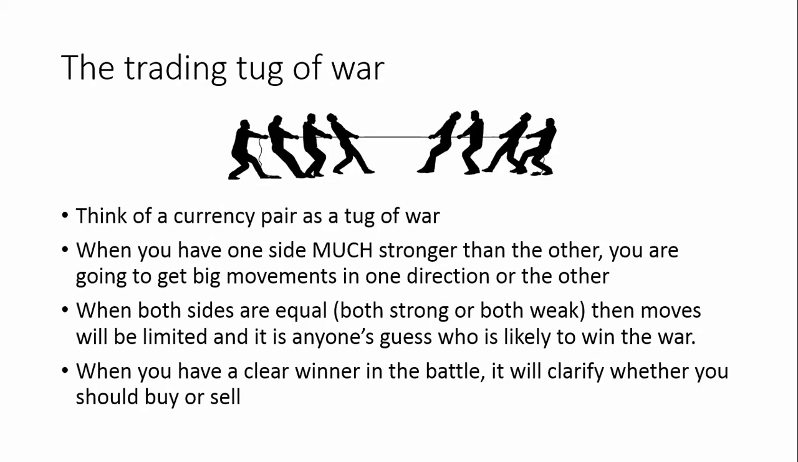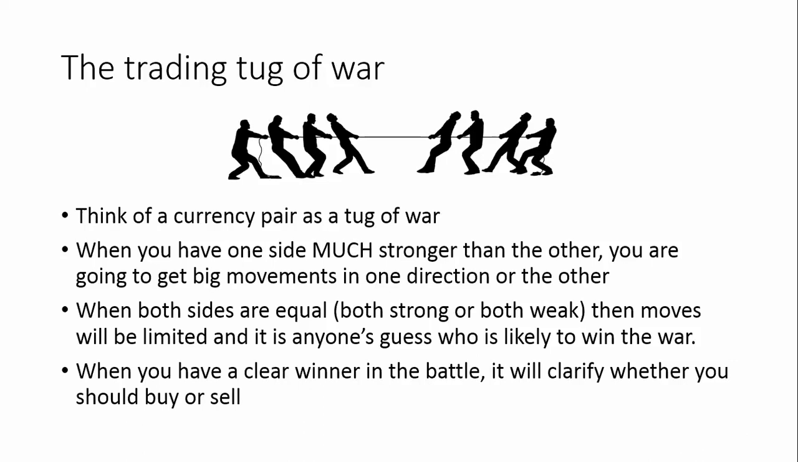And think of the currency pair as a trading tug of war. Who is the stronger player in that particular pairing? When you have one side which is much stronger than the other, you are going to get big movements in one direction or the other, as illustrated on the previous slides. However, when both sides are very equal, both are strong or both are weak, then really that tug of war, that rope isn't going to go anywhere. You're going to get limited movement, and more importantly, it's anyone's guess as to who is likely to win the war.